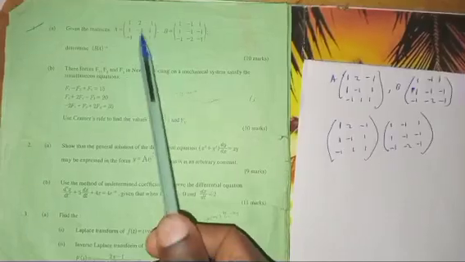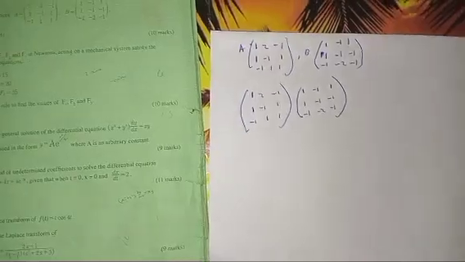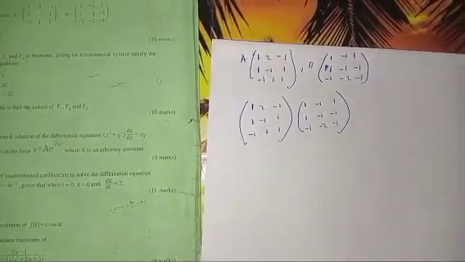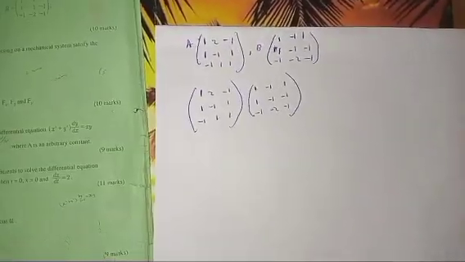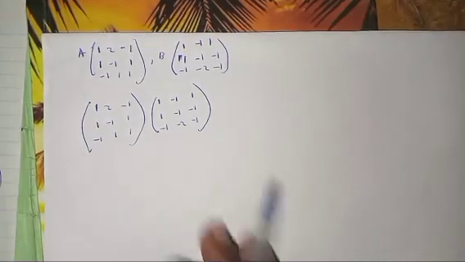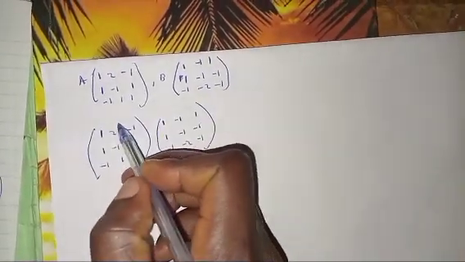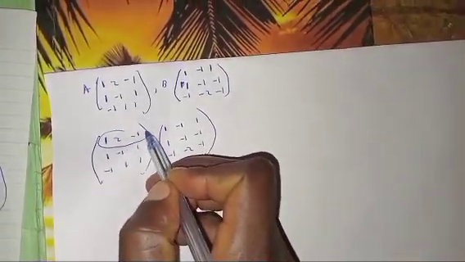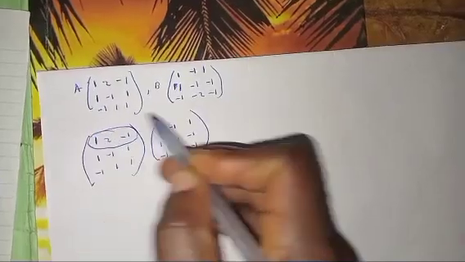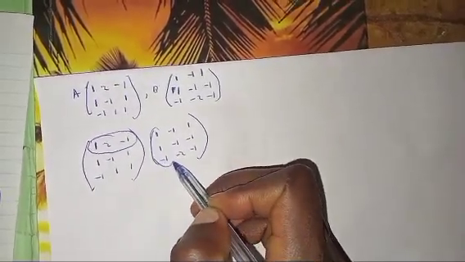We are going to first of all multiply these two matrices. We multiply A and B. Do you know how to multiply a 3 by 3 matrix? I'm going to show you. You start multiplying the row and column like this.